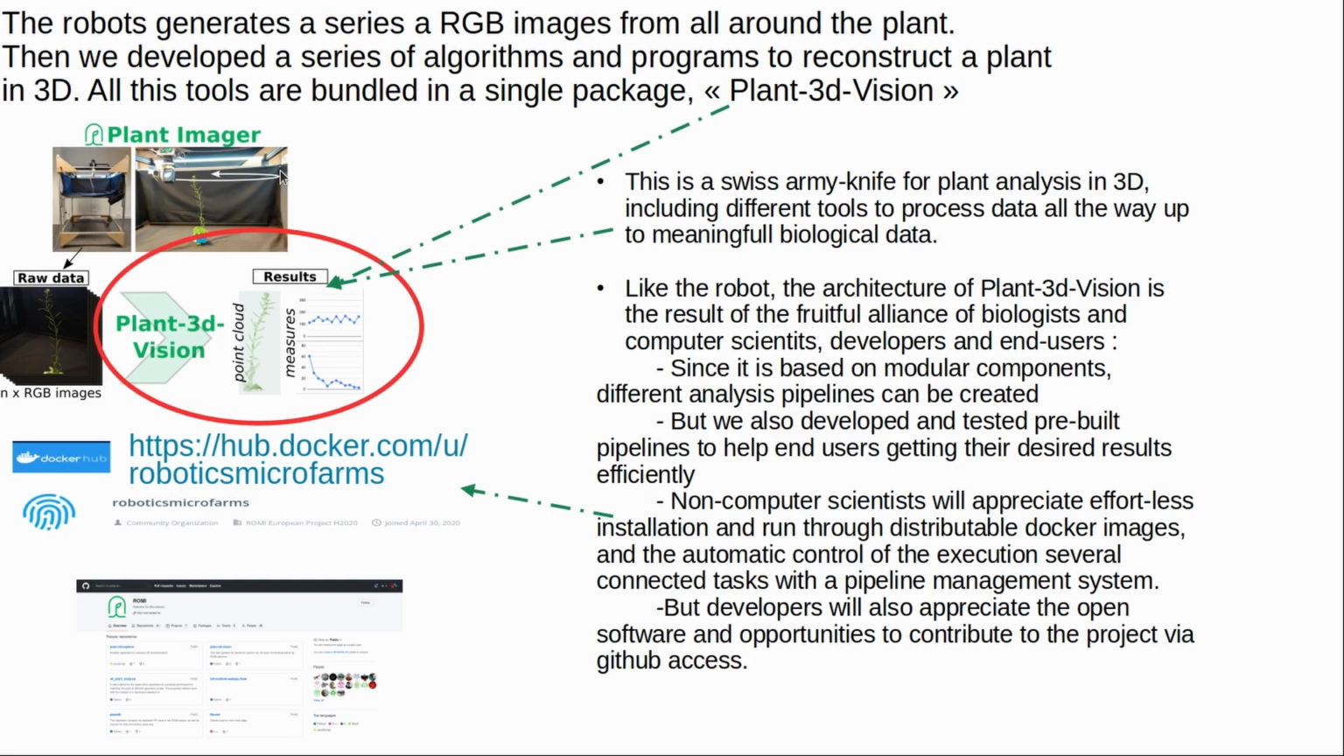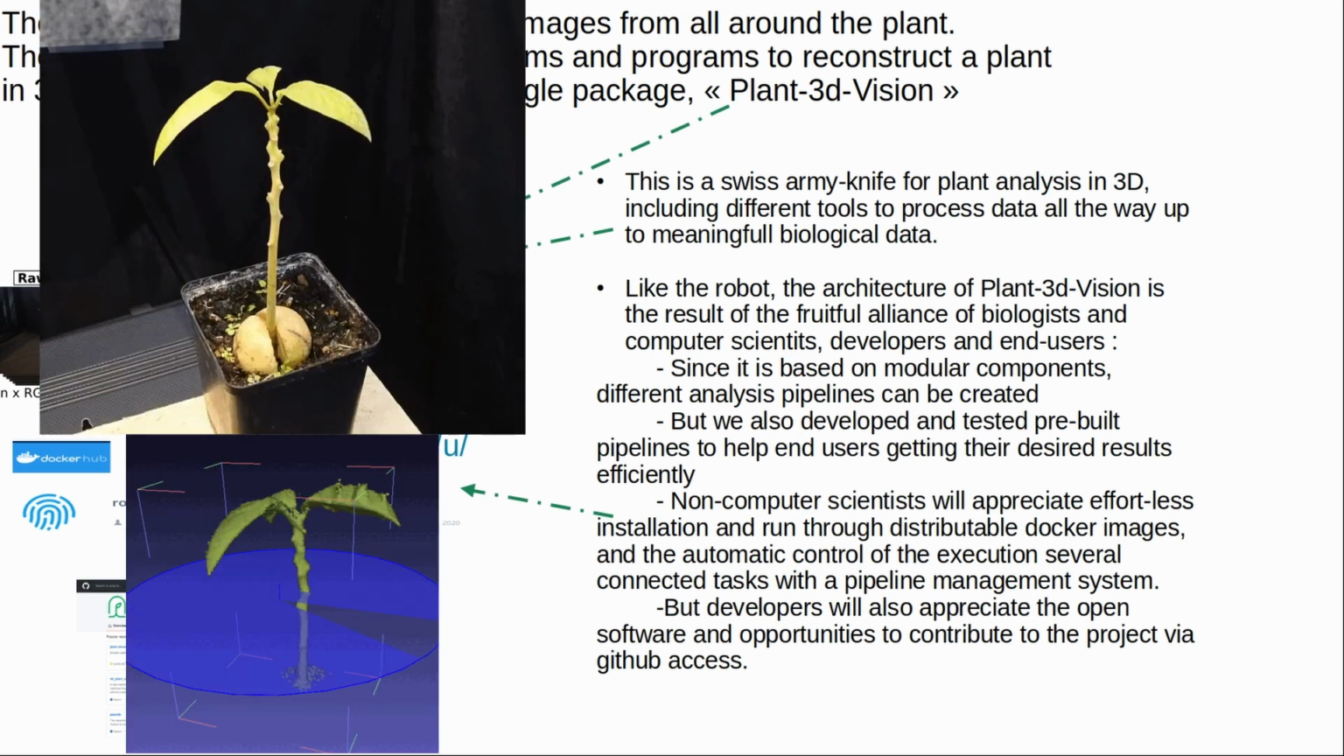The robots generate a series of RGB images from all around the plant. Then, we develop a series of algorithms and programs to reconstruct a plant in 3D. All these tools are bundled in a single package that we called Plant 3D Vision. This is a Swiss Army knife for plant analysis in 3D, including different tools to process data all the way up to meaningful biological data.